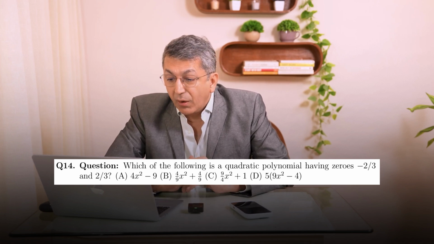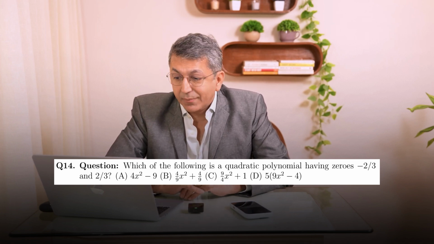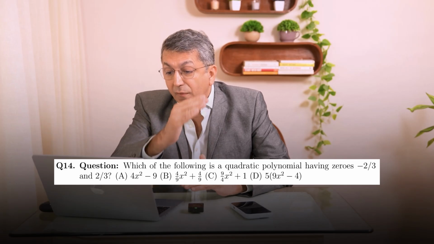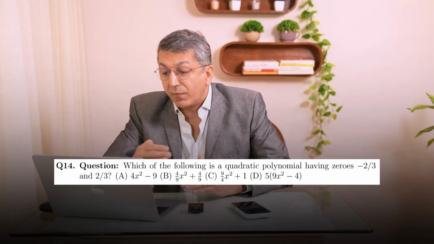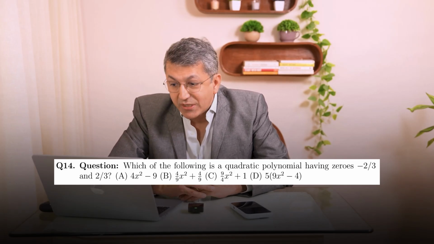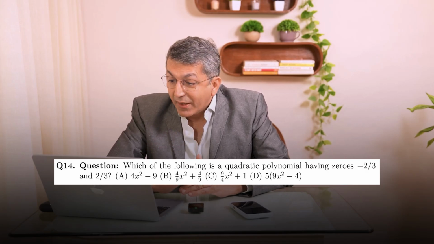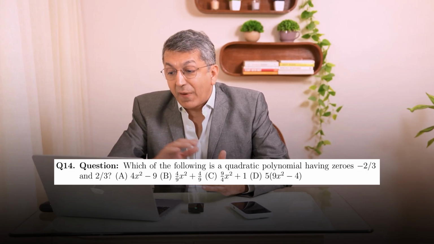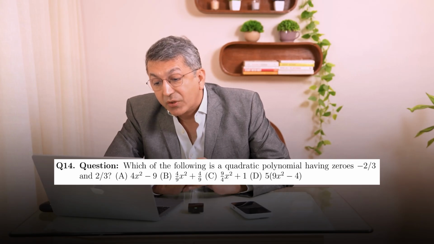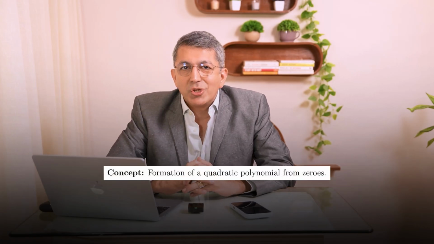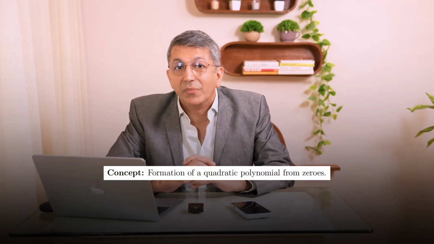A. 4x squared minus 9. B. 4 by 9 x squared plus 4 by 9. Or C. 9 by 4 x squared plus 1. Or D. 5 in brackets 9x squared minus 4. What's the concept? Formation of a quadratic polynomial from zeros.